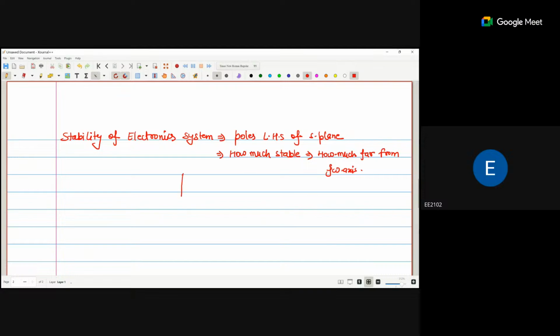Okay, if we have one pole here, my system is stable. If I shift my pole towards this point, my system will now be marginally stable. Fine. So this is the stability part.